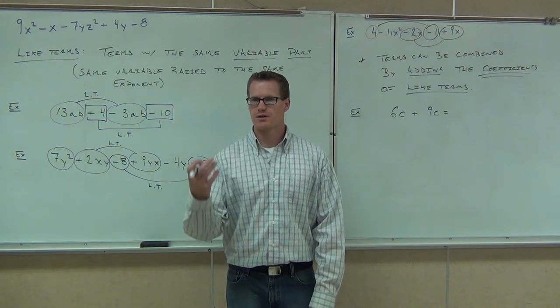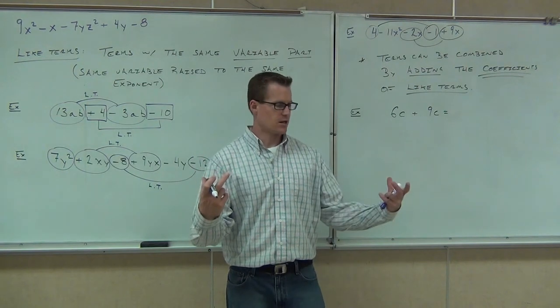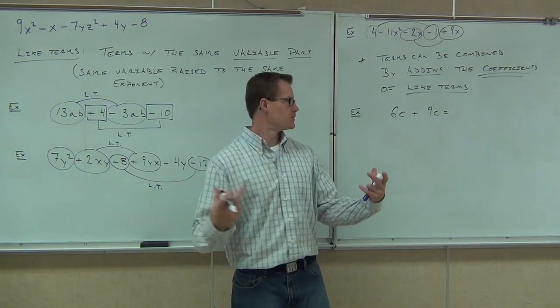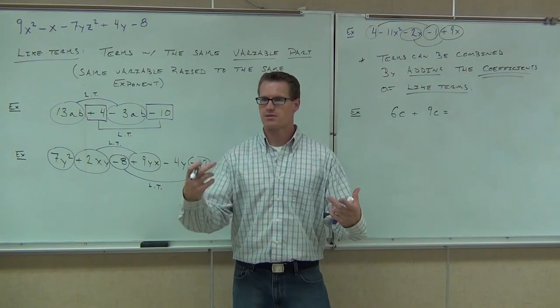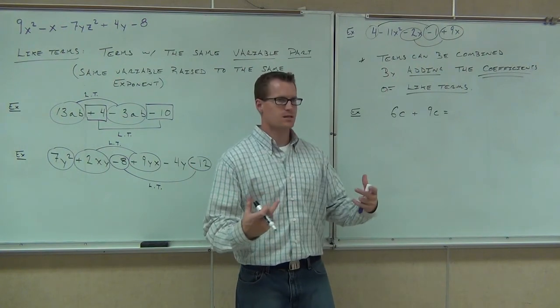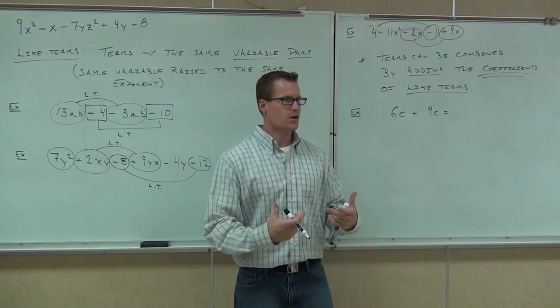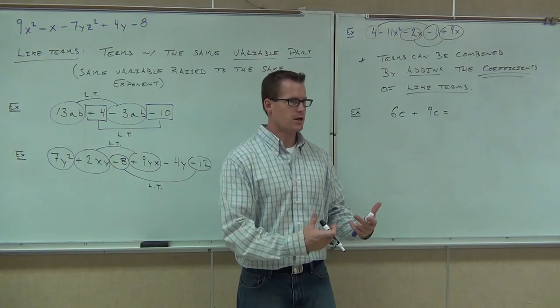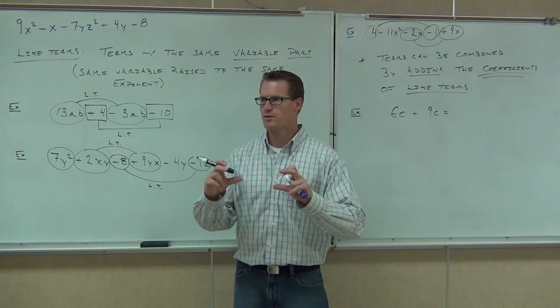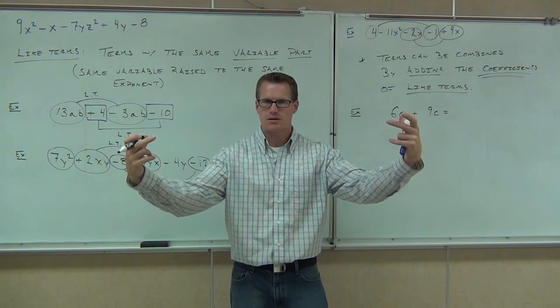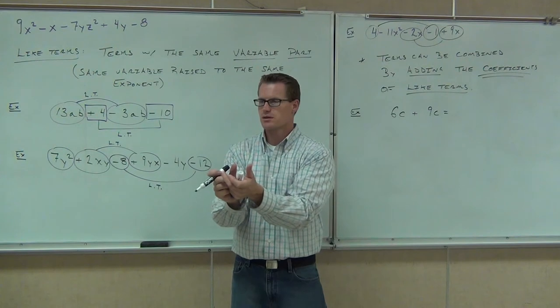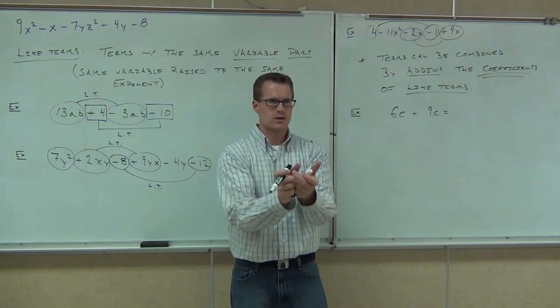If you go into the grocery store, you have 6 carrots and you have 9 carrots. How many carrots do you have? 15 carrots. So if we have 6C and we have 9C, and we want to add those together, they're like terms that can be combined, right? They both have C to the first power. So if we have 6 carrots in one hand, 9 carrots in the other hand, how many carrots do we have again? 15 carrots. So, do we have 15 carrots squared? Is that what we do?